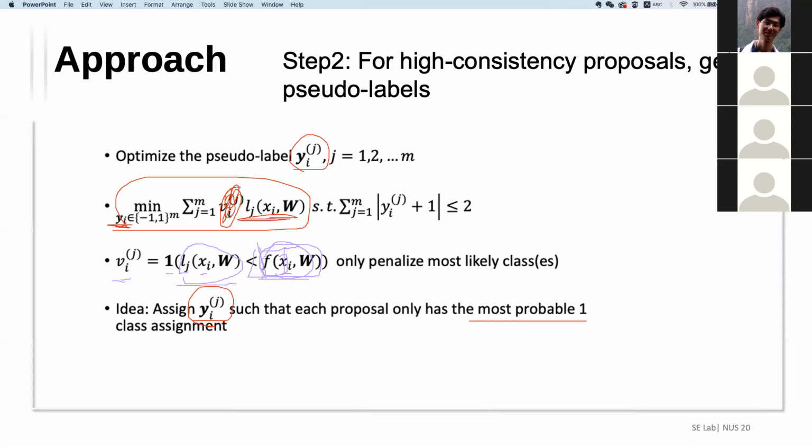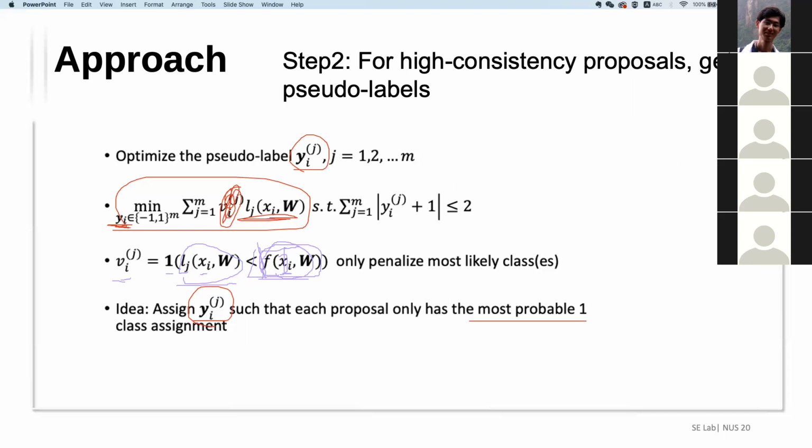Okay, so I have a question. Is this a multi-label model? It means for each proposal, we can assign multiple labels to it. No, but the model is designed in that way, such that each classifier does one versus the rest. But when you do this pseudo label assignment, you see there's a constraint, so it could only be assigned to one class, actually.